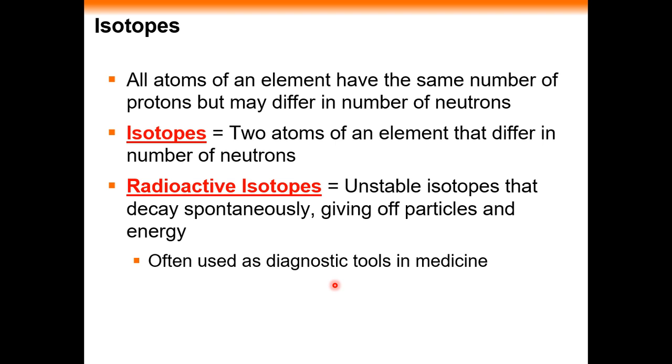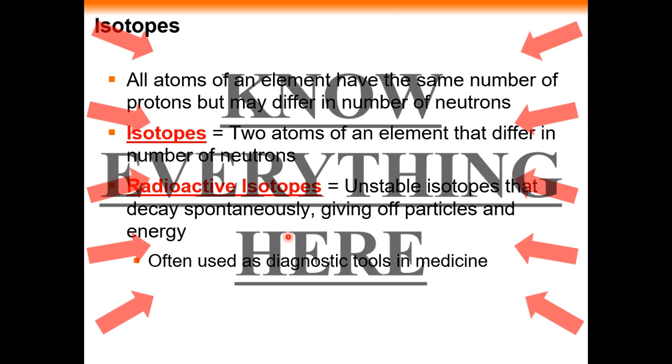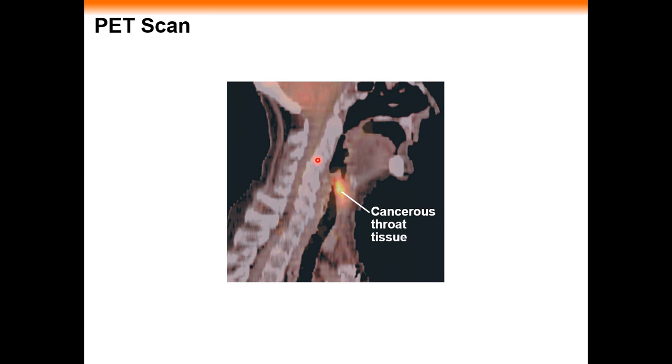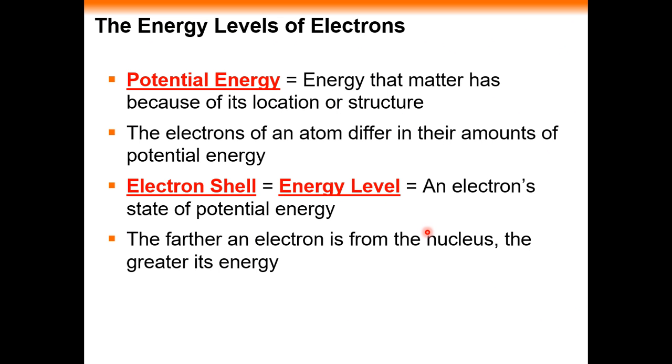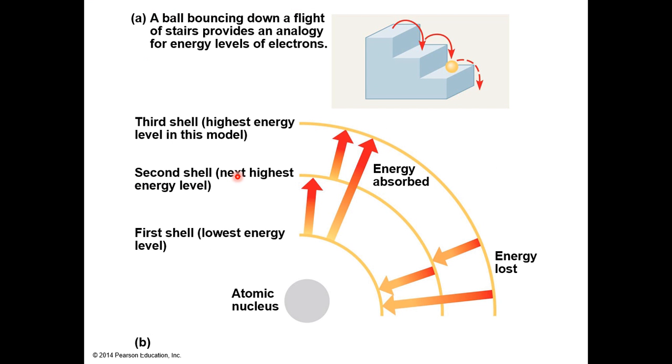Then, like we said last class, there are radioactive kinds which decay spontaneously. They give off particles and energy, and they're unstable. This can be good because it allows us to do imaging like the PET scan to view cancer and view other things. We said before these electrons have something known as potential energy because of where they're located. And we call where they're located the energy level or the electron shell. The farther it is away, the more energy it has, like we said last class. So the electrons in the outer shell, which we said was called the valence shell, those are the ones that have the most energy.